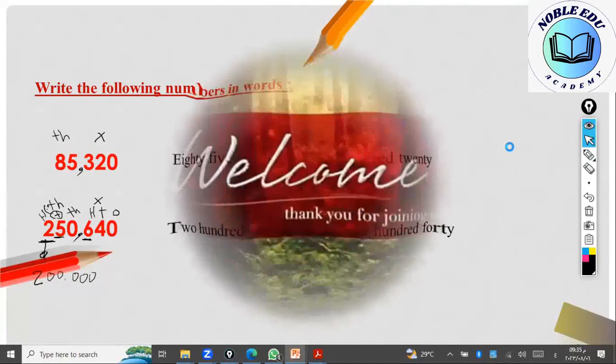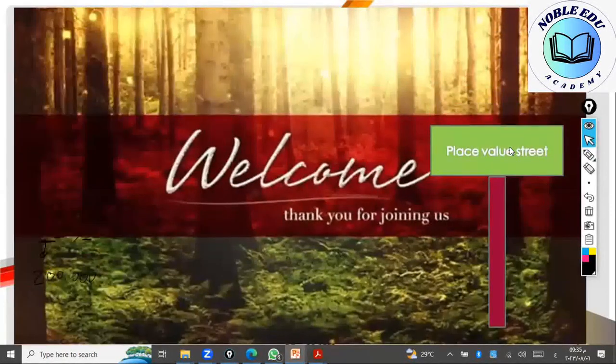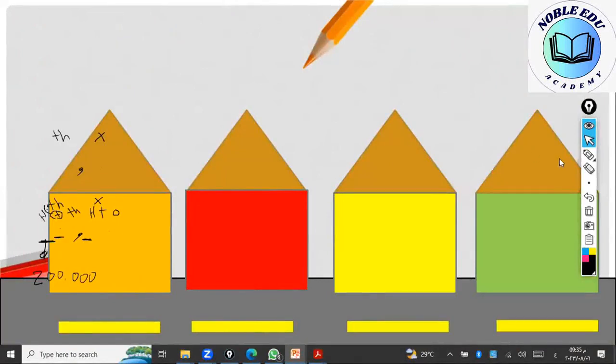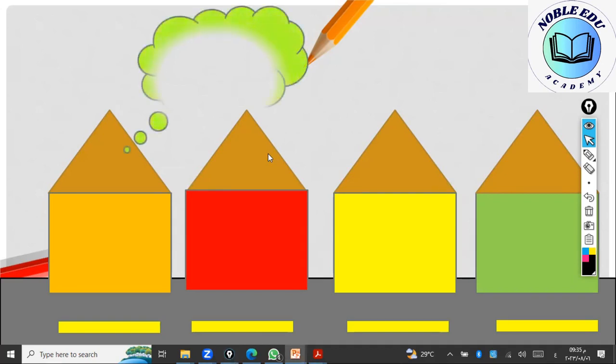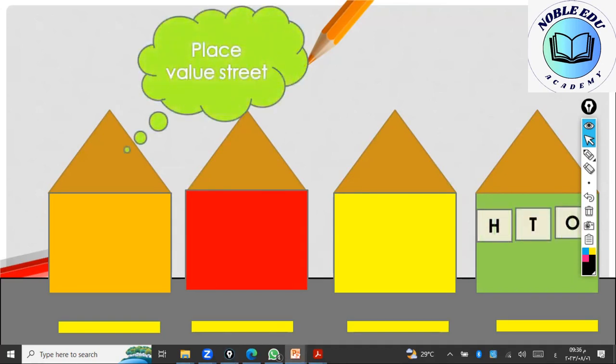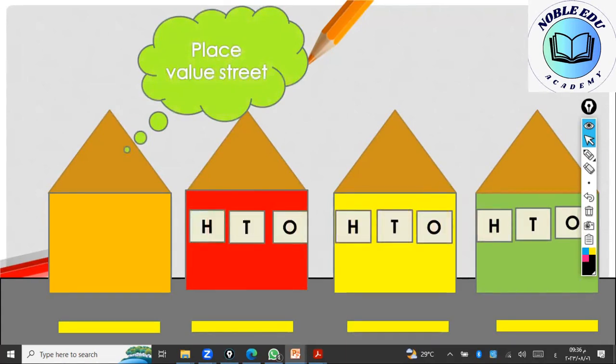And now, welcome to the place value street. In the place value street, I have 4 houses. In each house, I have only 3 rooms. Here you have ones, tens, hundreds. Next house, ones, tens, hundreds. Now I want to ask the first house in the street, can you tell me your name? No, I am without name. So the first house has no name.